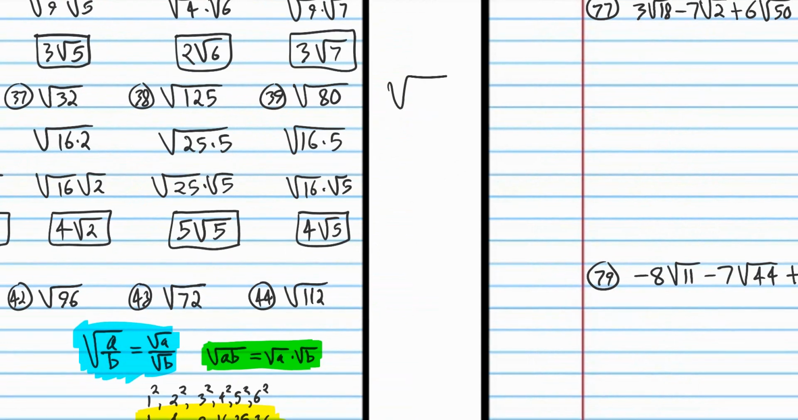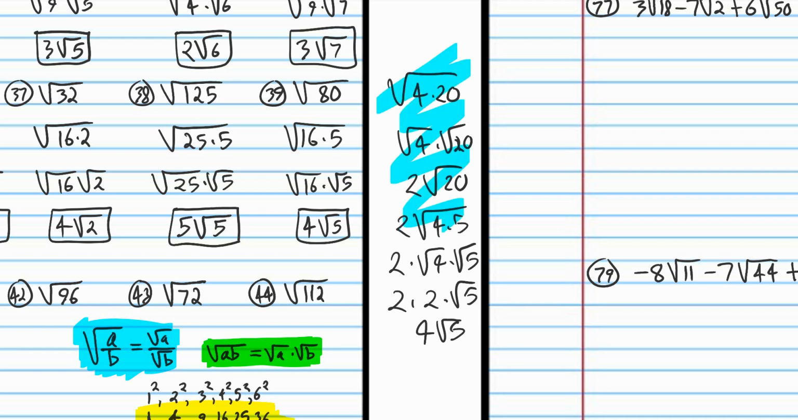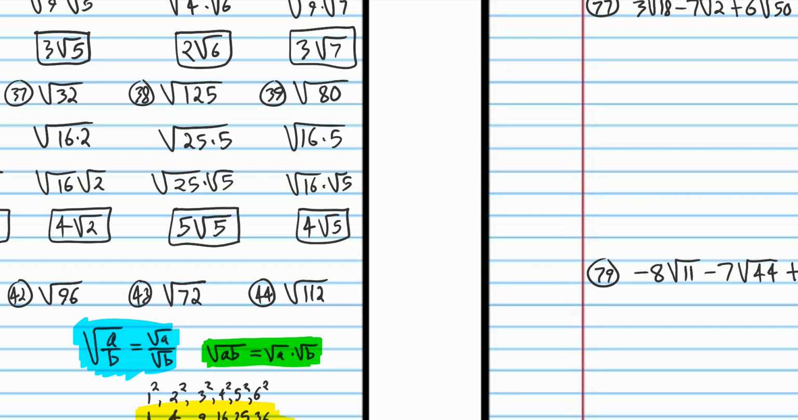Now, if you used root 4 times 20, you would get to the answer. You would find the correct answer. It would just take a lot longer, because now you have to pull out a perfect square at a 20. So then you factor that to 4 times 5 and use the green principle. And then root 4 is 2. And then you have to combine the 2 and the 2 to get 4. 2 times 2 is 4, and then you get 4 root 5. You get the same thing. But look, it just takes so much longer. So it's really important for you to use the shortest method possible. And you find the shortest method by using your factor tree, and you can recombine if you need to.